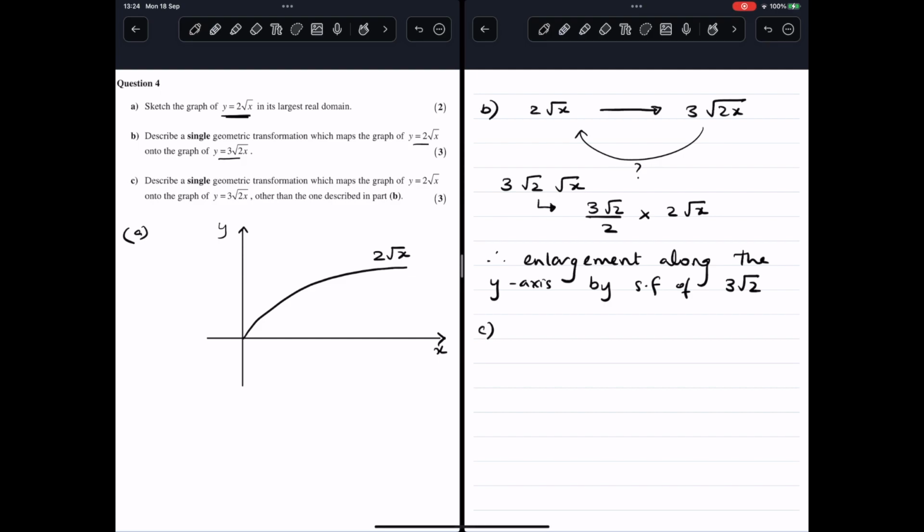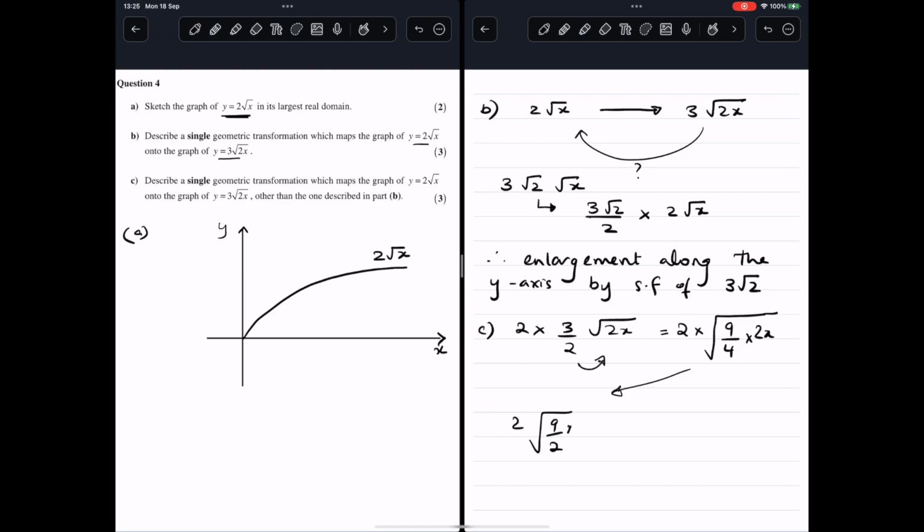Okay, and for the third part now, we have to describe another single geometric transformation which does the same job. Okay, so it maps 2 root x onto 3 root 2x. So again, let's think backwards over here. And I can write 3 root 2x as 2 times 3 over 2 root 2x. Okay, just introducing a 2 again. And popping it back into my surd will give me 2 times the root of 9 over 4 times 2x. Okay, so this simplifies a little bit into 2 times the root of 9 over 2 x.